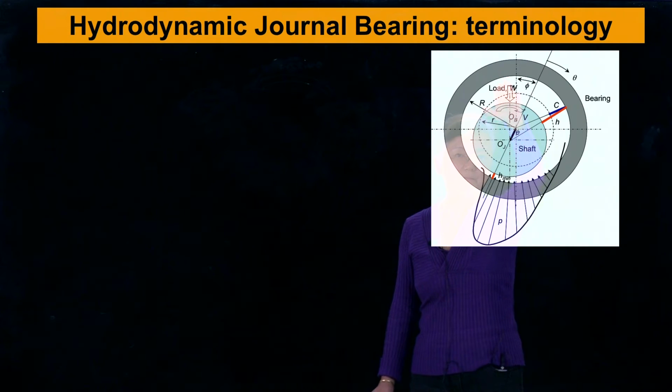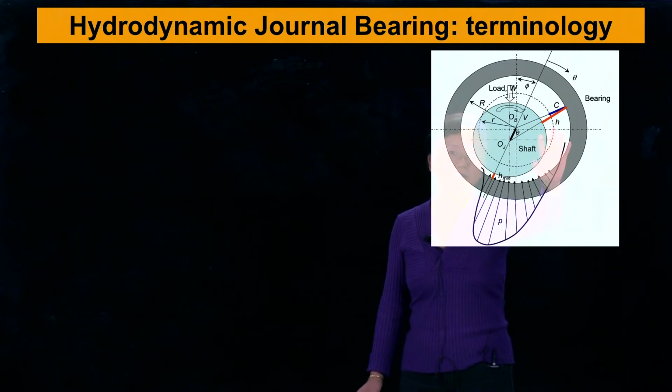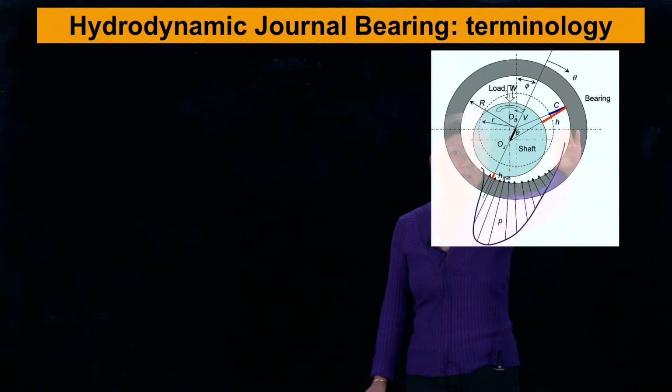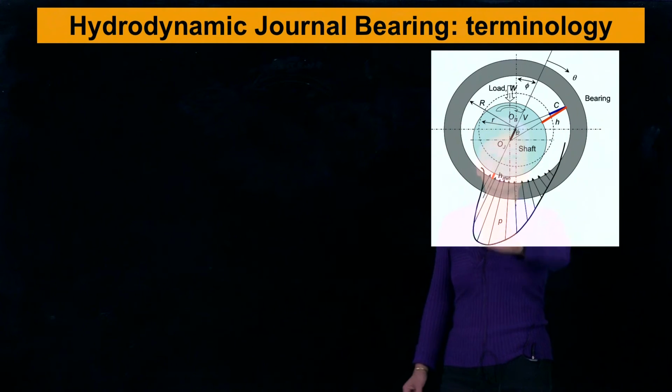vertical load. But between this load and the center line, there is an angle. I also show here the clearance, and at any location the film thickness, which is this red line, h. Now we have to talk about all of these.